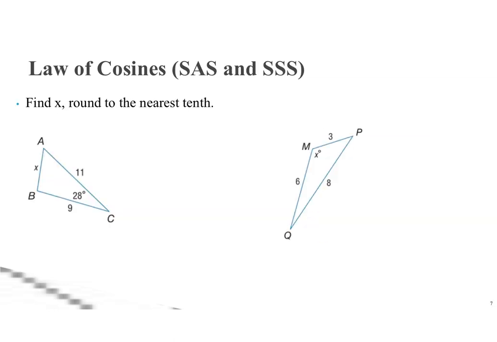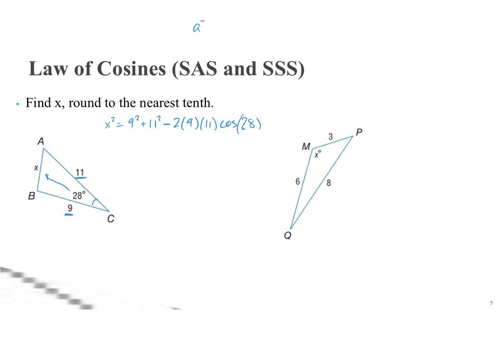Let's do some problems. All right, now here we go. On this first one, notice, just like I said, we have an angle, but we don't have another angle, so we can't put together a proportion. Now we're going to go into the law of cosines. So I am solving for this side right here. So that's going to go up front, x squared is equal to my other two sides. 9 squared plus 11 squared minus 2 times 9 times 11 cosine of 28.